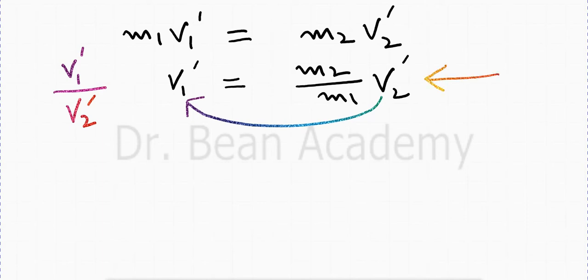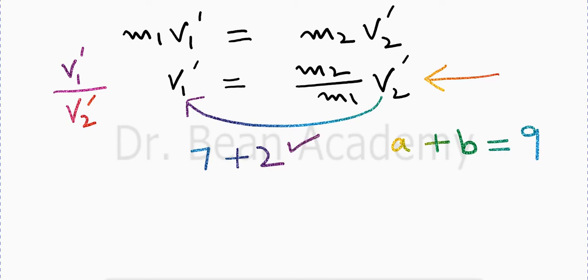I can give you an example for that. For example, I tell you that a plus b equals 9. Can you tell me the values of a and b? You can tell me that we can't get the exact answer because there are many solutions. For example, a could be 7 and b could be 2, because their sum is 9, right? 7 plus 2 equals 9. So this is also a solution to this equation.